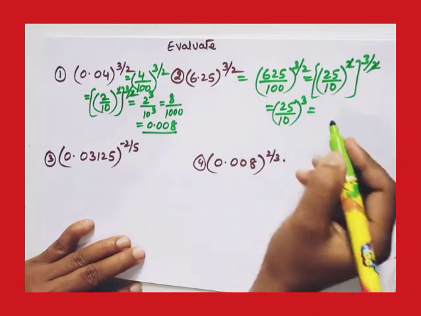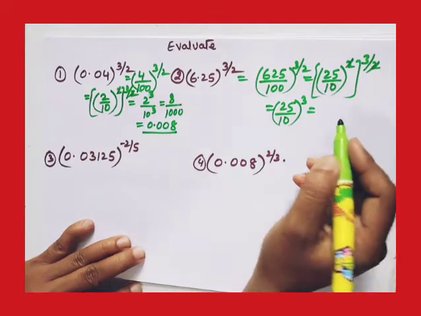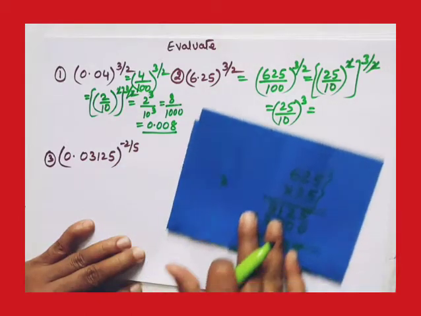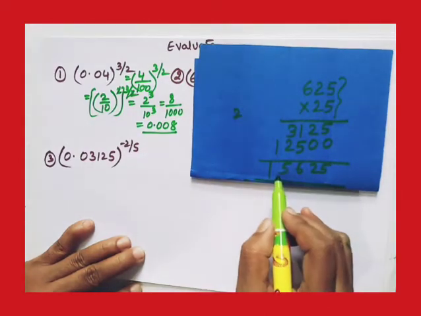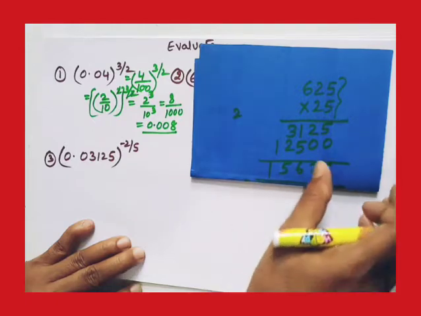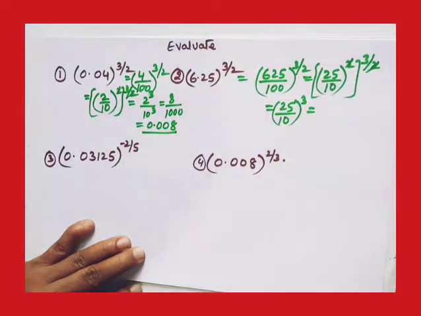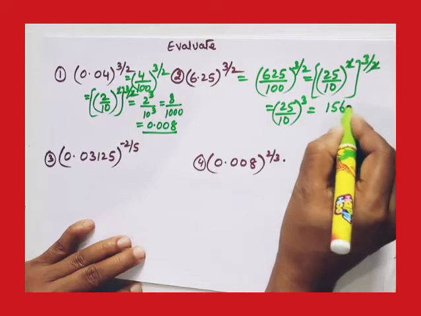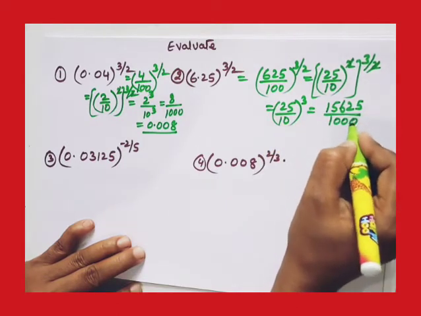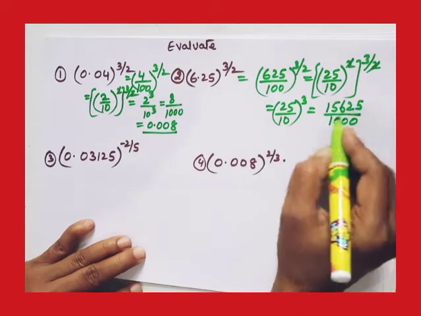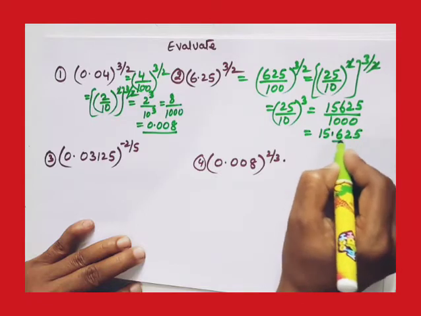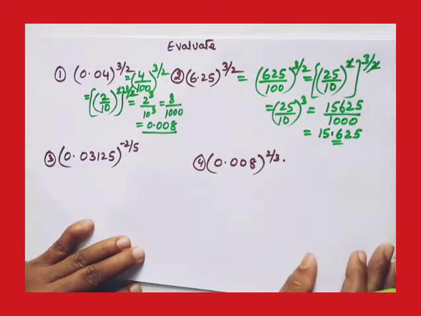What is your 25 cube? 25 square is 625, and 625 into 25 you multiply. 625 into 25 you are getting 15,625. 15625 by 10 cube, which will be 1000. Now see 1, 2, 3. So you can change it into decimal. 15.625 will be your final answer. I hope you got it.